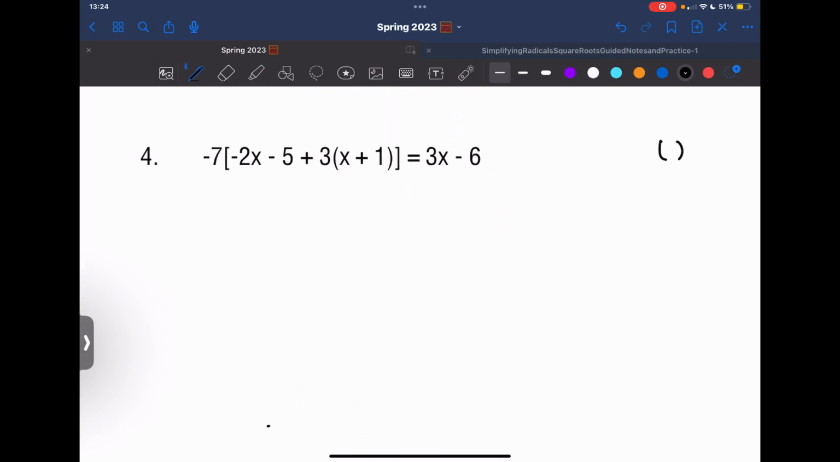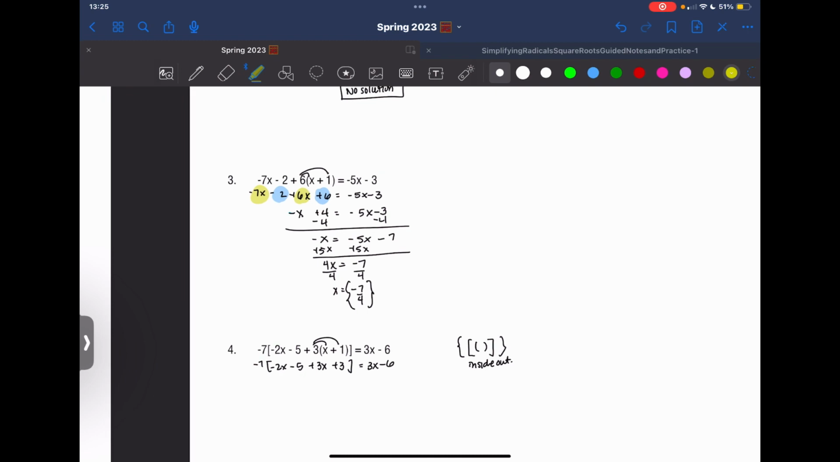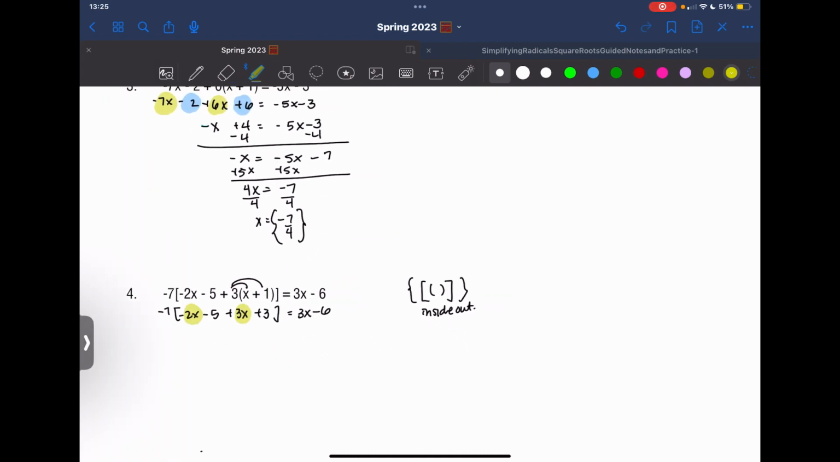Number 4, you're going to work in a hierarchy. It goes parentheses, and then the little brackets, and then the braces. So you're going to work inside out. We're working inside the brackets. Negative 7, negative 2x minus 5 plus 3x plus 3 equals 3x minus 6. We're going to collect like terms inside. It's going to look a little bit like number 3, where you're collecting like terms. The x's go together, and then our constants go together.